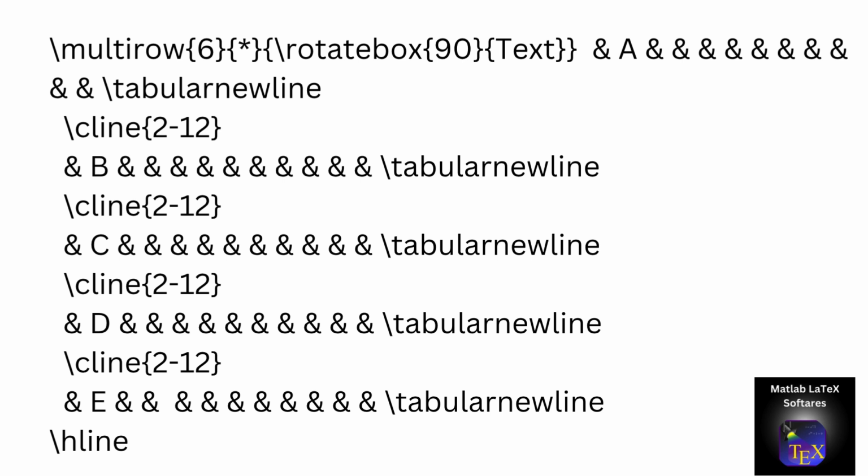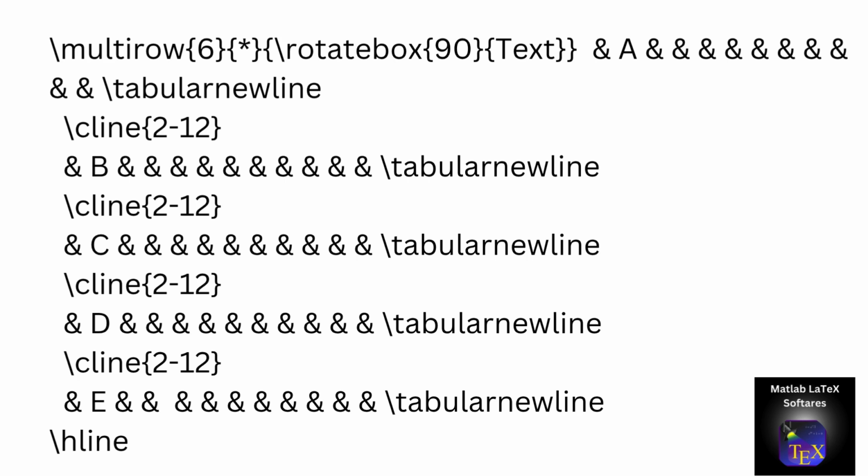This portion of LaTeX code creates the main body section of the table, where rows labeled A to E are grouped under a single vertical heading text. The command multirow of 6 rotate of 90 of text merges 6 rows in the first column and rotates the word text by 90 degrees, making it appear vertically along those rows. The asterisk means the cell height adjusts automatically to fit the combined rows.